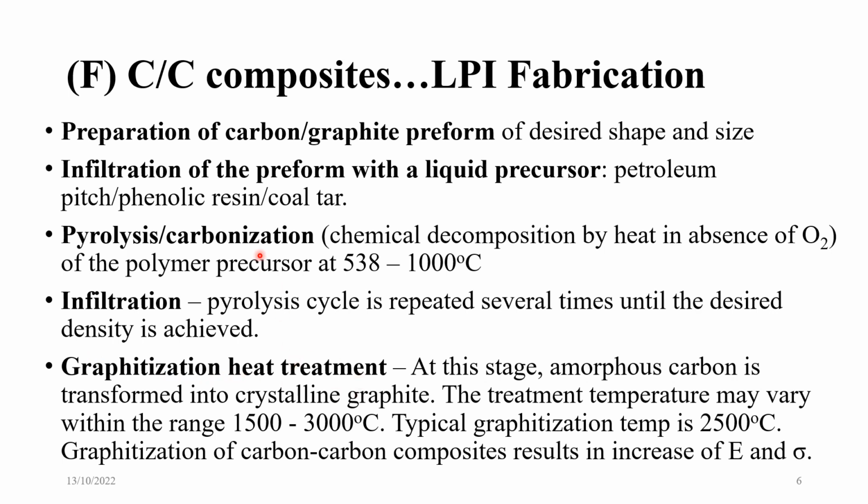Graphitization heat treatment. So carbonization is done. Now graphitization comes at a higher temperature compared to carbonization. At this stage, amorphous carbon is transformed into crystalline graphite. The treatment temperature may vary within range, the higher range 1500 to 3000, typically around 2500. And because of this graphitization, the tensile modulus as well as the tensile strength of the carbon-carbon composite increases.